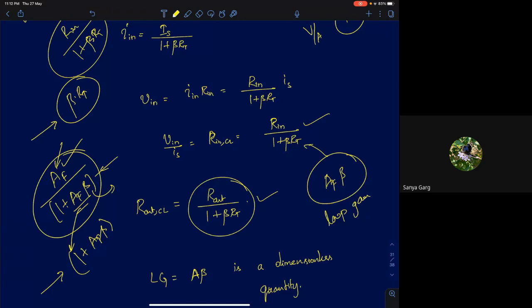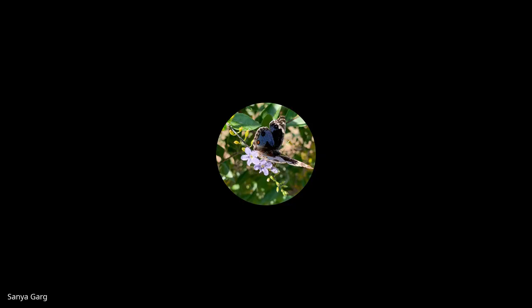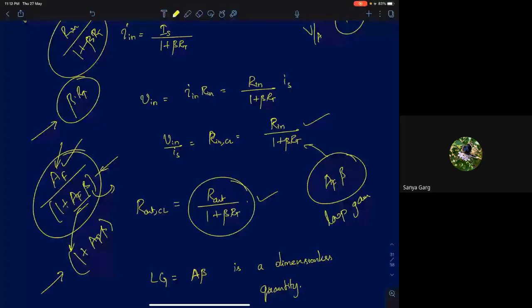Later, we will take different amplifier topologies and try to find out the loop gain, and you will see that since it's a dimensionless quantity, we will try to apply a voltage and find the feedback voltage back. Even for a current amplifier, we can do that, because it's a dimensionless quantity, we can do all of that.